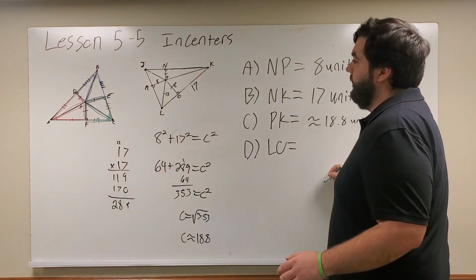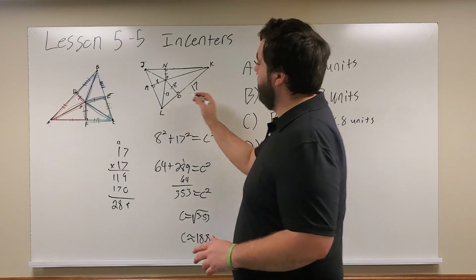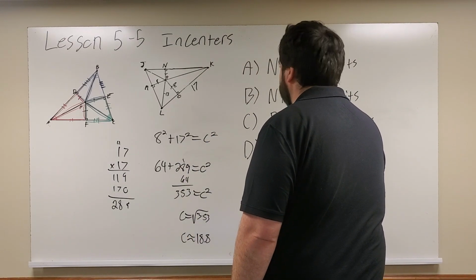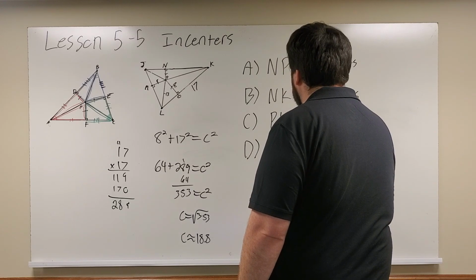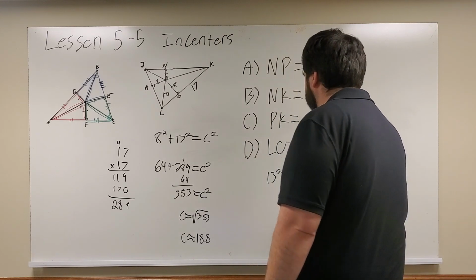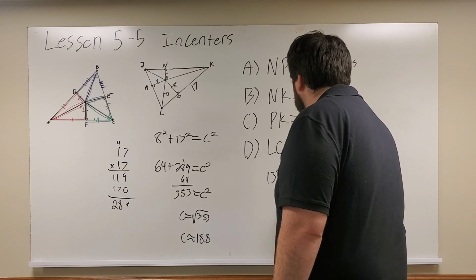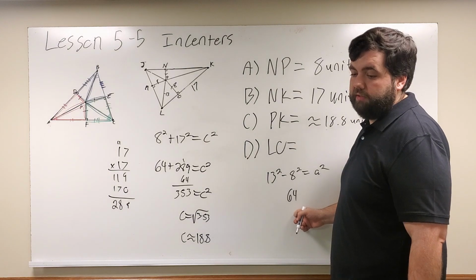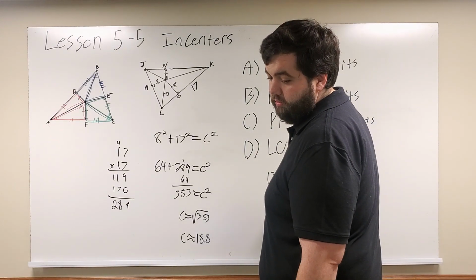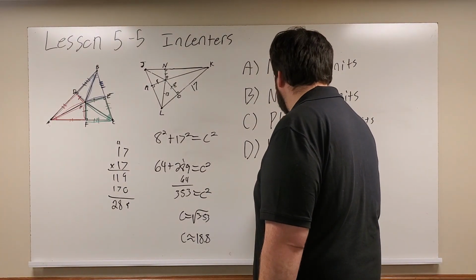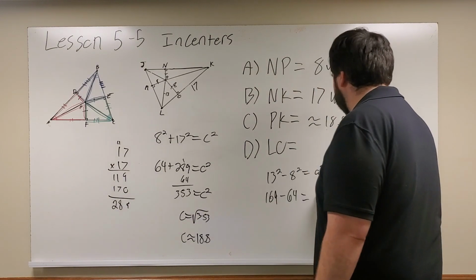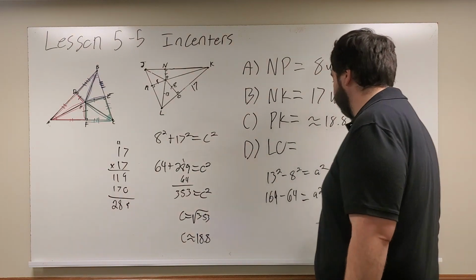And the last one, LO. Again, we're going to have to do Pythagorean theorem, but this time it's 13 squared minus 8 squared is equal to A squared. We have 64 again, and 13 squared is 169. Subtract those two from each other.